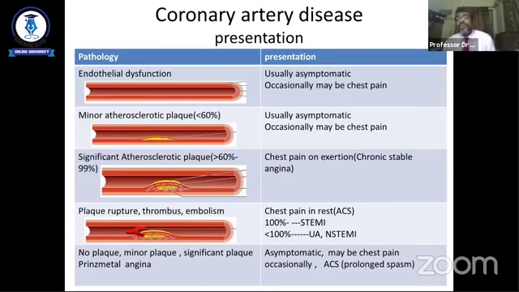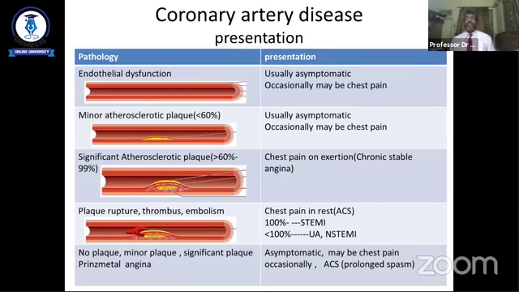So acute coronary syndrome may occur suddenly without any chronic stable angina, or it may occur on top of chronic stable angina, if a patient has suffered from chronic stable angina for a prolonged period and there is a rupture of the atherosclerotic plaque.